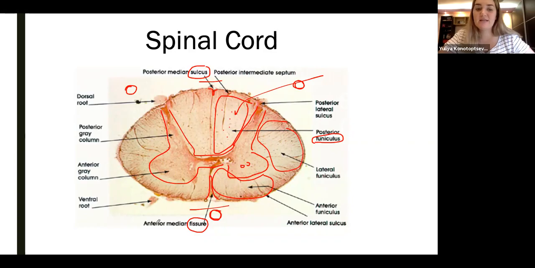So there is an anterior median fissure, and there is a posterior median sulcus. So try to look at the two sides. If you see that one of the openings is a bit deeper and more open, this is definitely going to be a fissure, and the fissure is anteriorly located. So it has to be the anterior side.